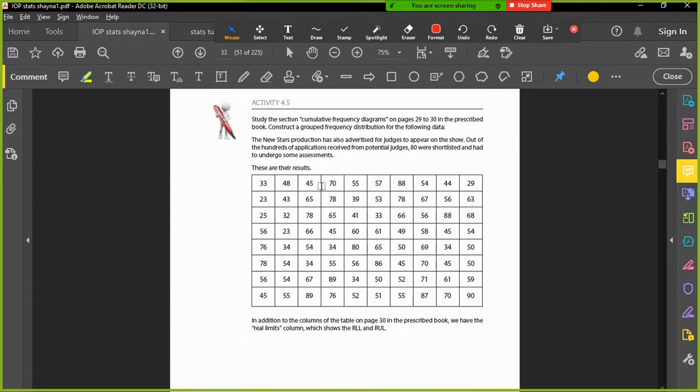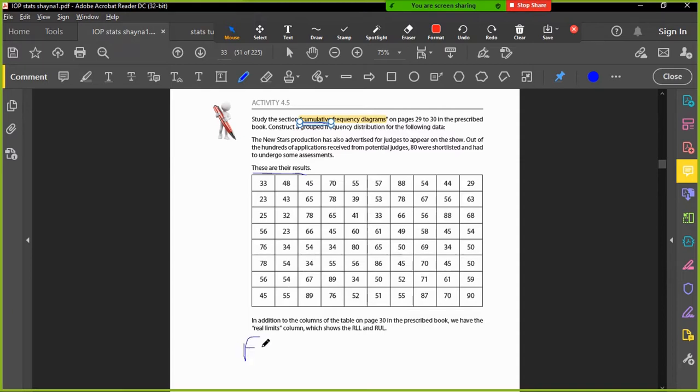All right, let's have a look at this one. Study the section: cumulative frequency. Do you know how to work out cumulative frequency? I think you have to add the frequencies up. Yeah, cumulative means to add up. That's correct. So when adding up, these are the results. Do you agree?